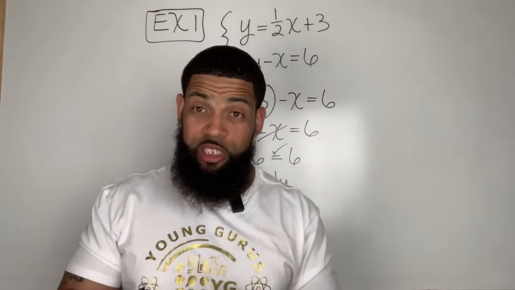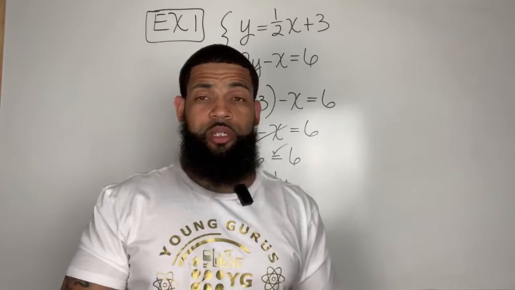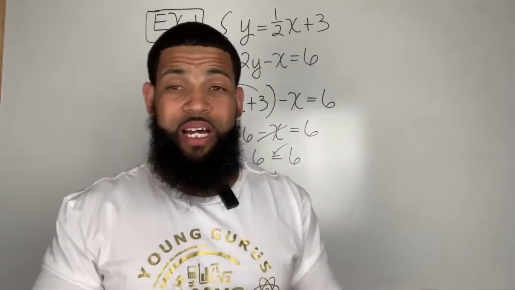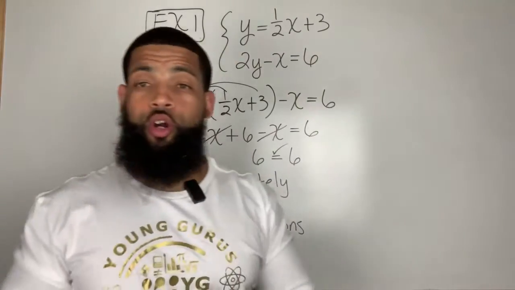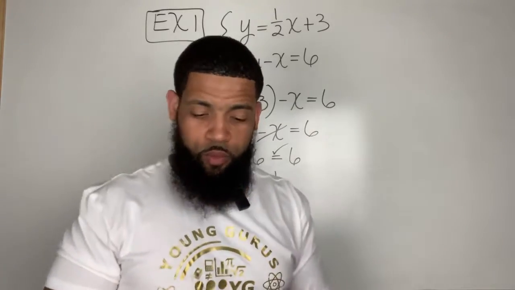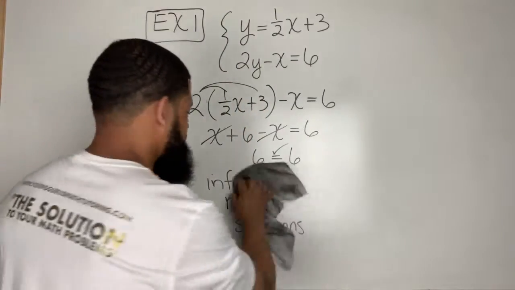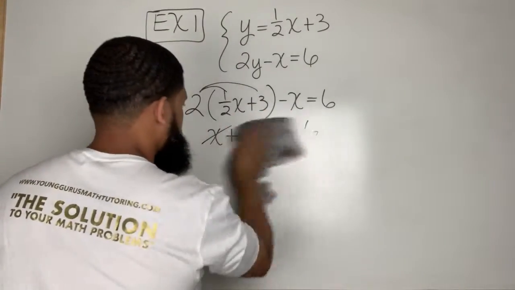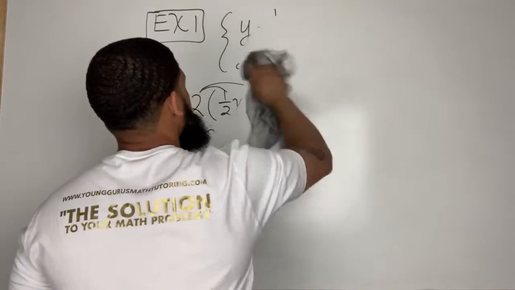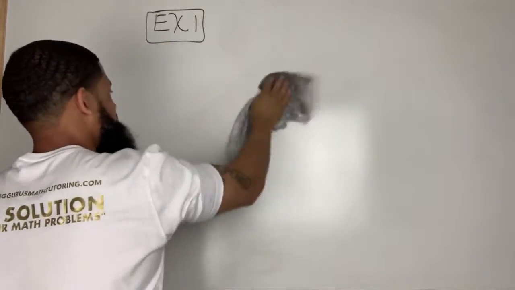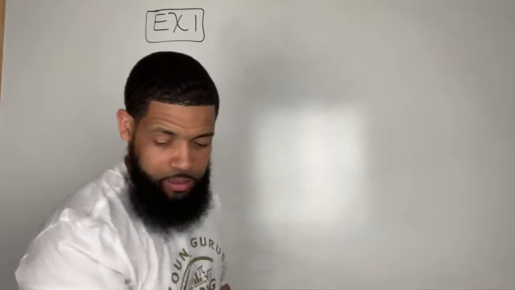So whenever you have a system of equations with infinitely many solutions, that means that both equations are the same line. Okay, that's our first example. Remember, in a system of equations, infinitely many solutions means that they are the same line.